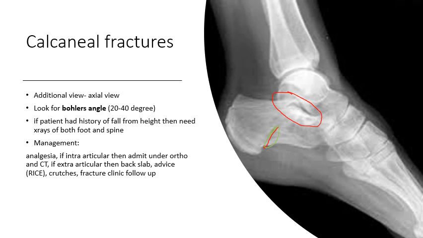Whenever the fracture extends, I'll highlight in blue, from here till the articular surface, then it is called intra-articular. If it is intra-articular, then admit under ortho and get a CT done. If it is extra-articular, then put a back slab.